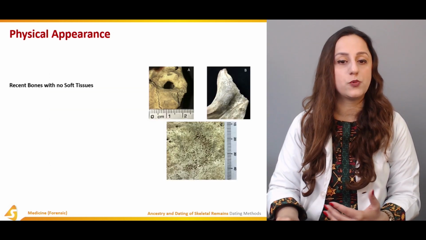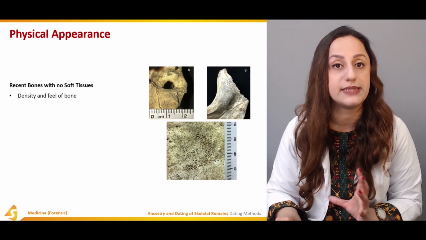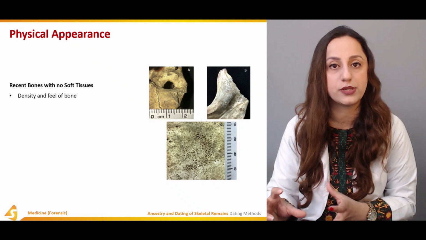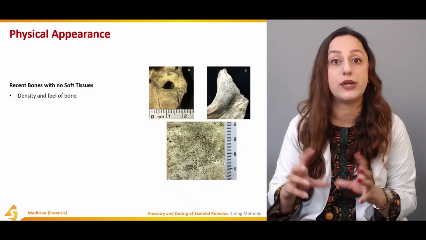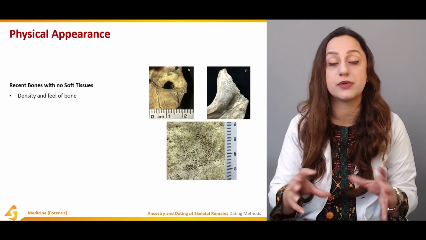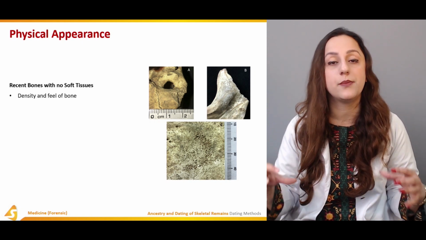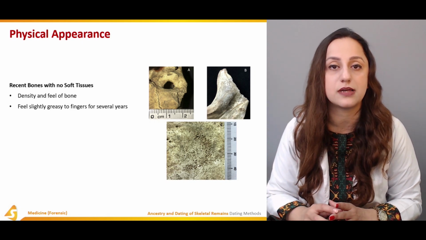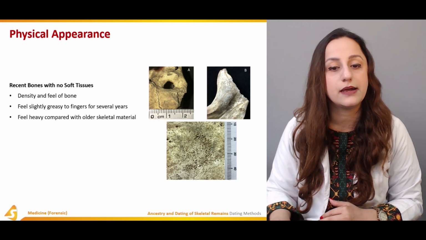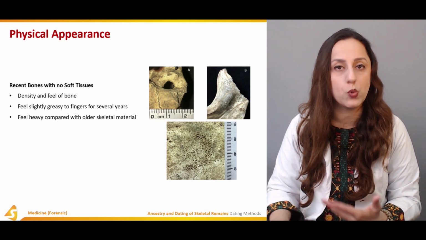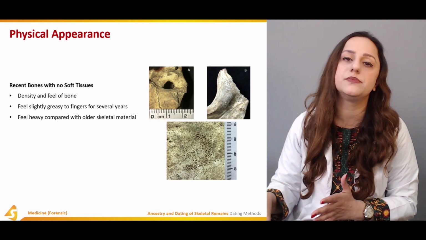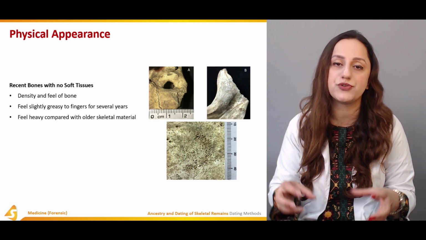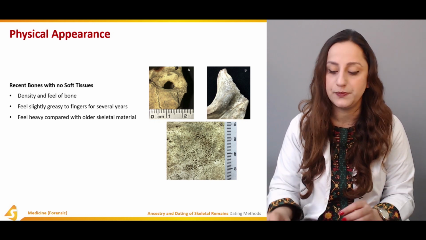The recent bone with no tissues is identified with its density and the feel of the bone. A fresher bone is harder and denser because it has its osteological matrix quite intact, and the feel is slightly greasy to the fingers after several years. It feels quite heavy compared with older skeletal materials, because the older skeletal materials won't have the histological and osteological matrix intact, so they will be much lighter.